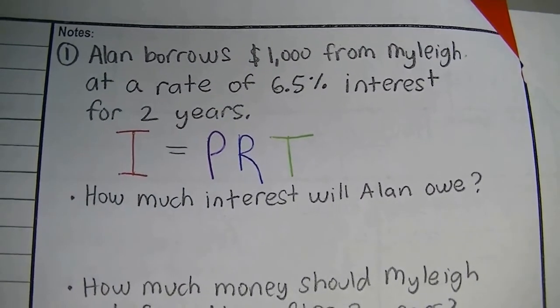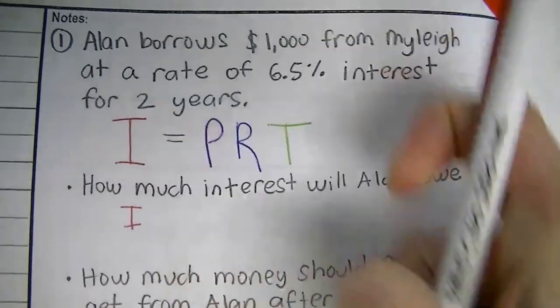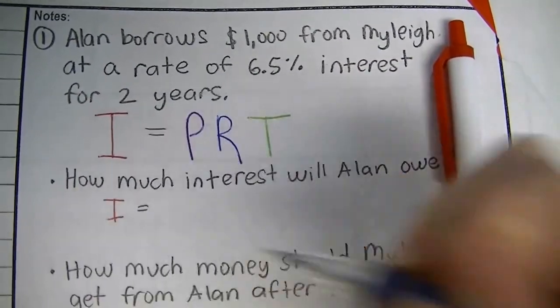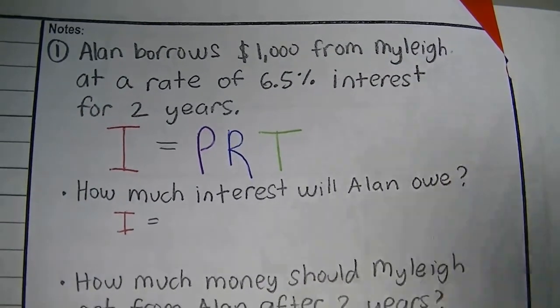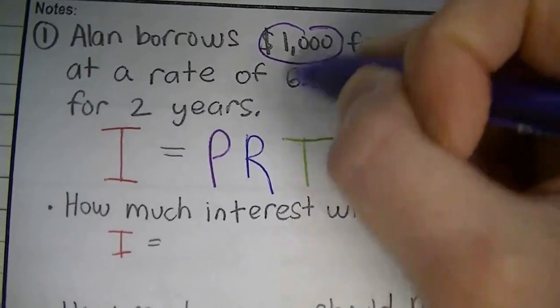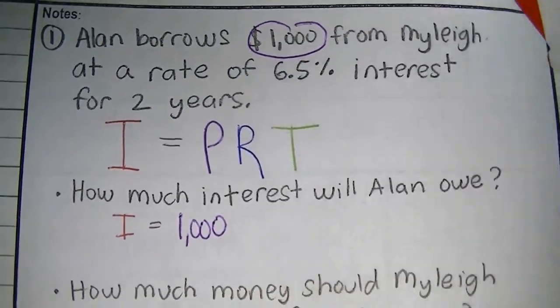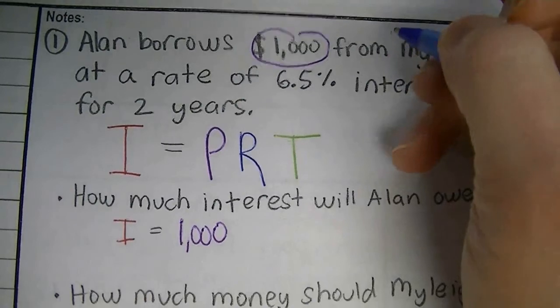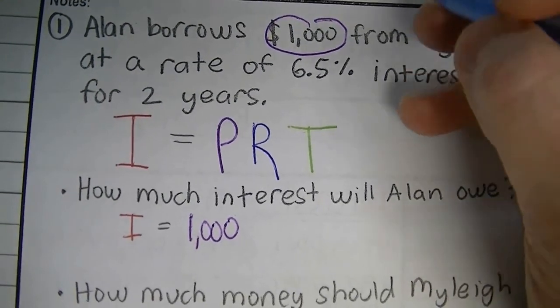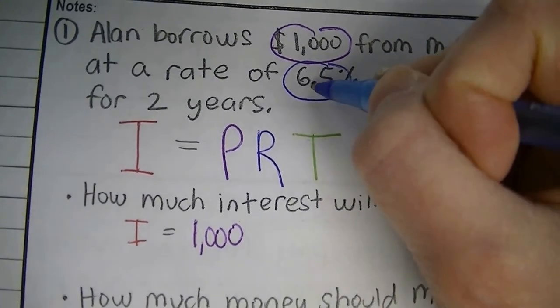All right, so let's go ahead and use this as a guide. So that interest equals, well, what's the principal? What was the original amount that Alan borrowed? It was $1,000. And you'll see that I'm color coding it right here. If you have these matching colors, that would be excellent. But if not, that's okay too, as long as you practice and you understand things. Right here is the rate, and remember, we want to write that as a decimal.